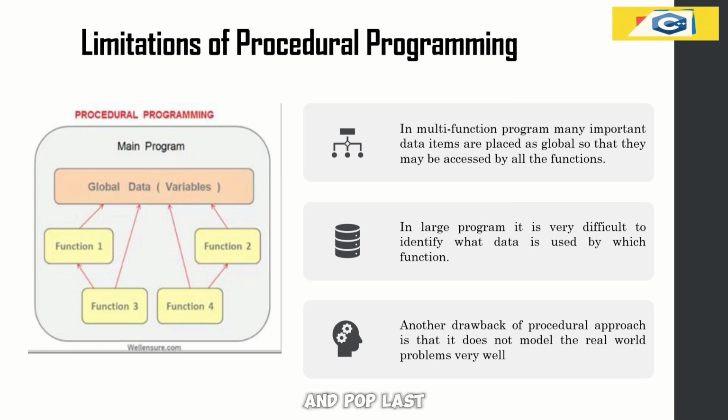In POP, in large programs, it is very difficult to identify which data is being used by which function. Because I'm using global data, I cannot make out which function is using which data. If it is a very large program, I cannot figure out the error, which function is using that particular global data. So that becomes very tedious and the complexity increases.